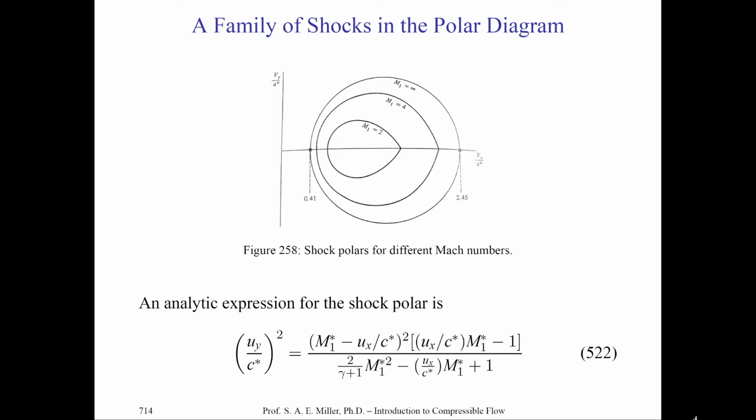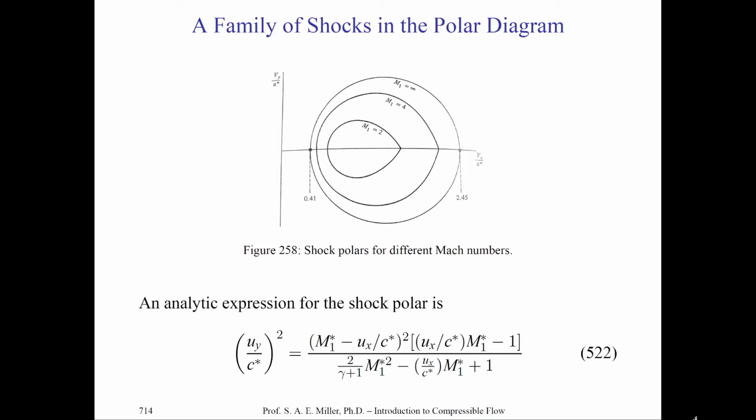If we plot 522, you'll see we find figures like 258 of the slide deck, which I call the shock polars for different Mach numbers. For example, in 522, I would choose a particular M1 and hold it constant, for example, at 2.